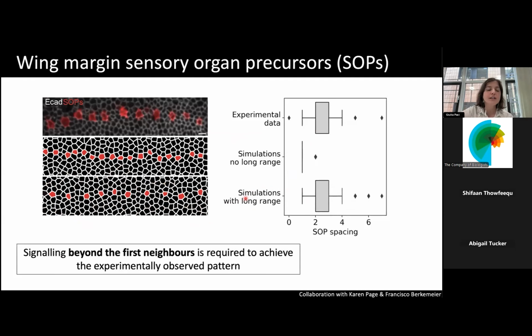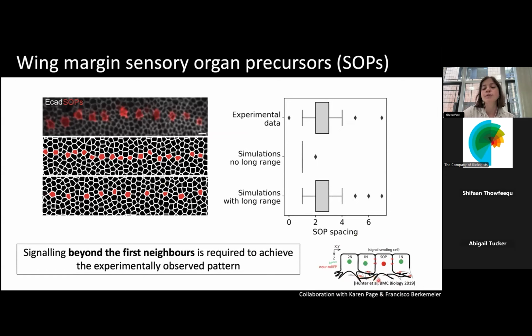So what this first result indicated to us is that at the wing margin, we are looking at some sort of long-range signaling that needs to go beyond the first neighbors in order to achieve the pattern that is experimentally observed. And this is something that has been seen in other systems that are also based on lateral inhibition. So for example, one case is the specification and refinement of SOPs in the notum of the fly, which occurs during the pupal stage, so at a later stage.